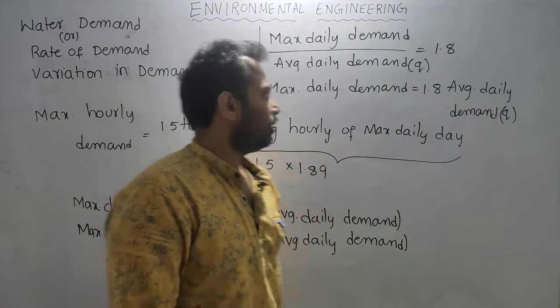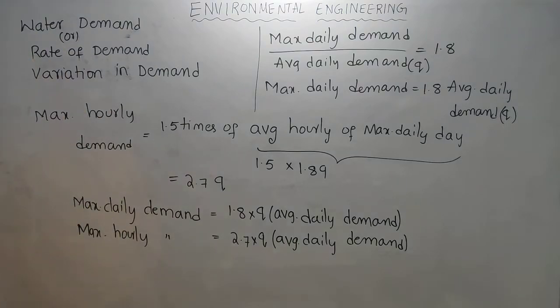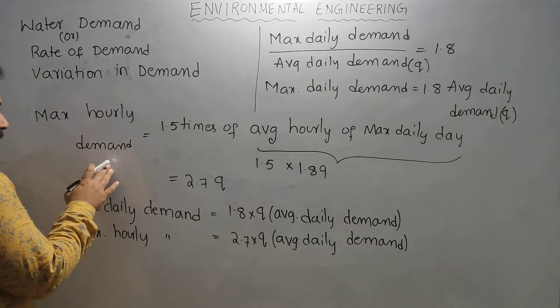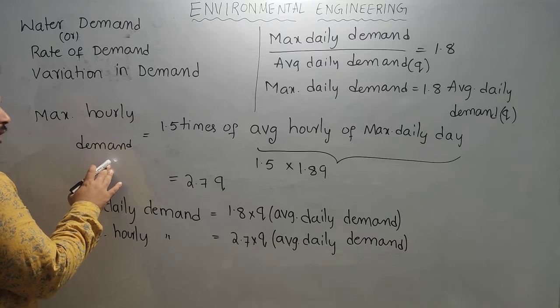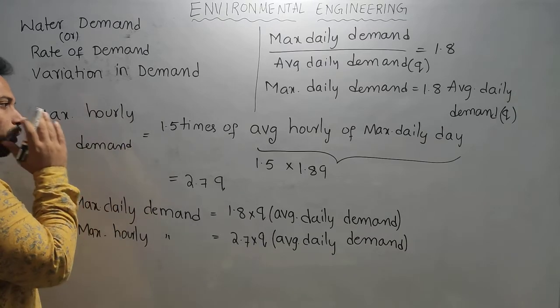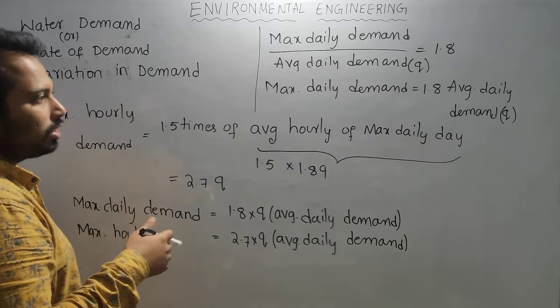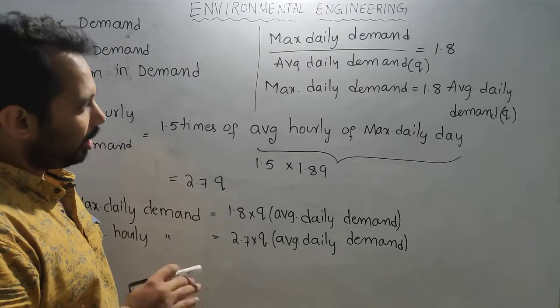In the previous lecture we have discussed the variations in demand. In order to meet those variations, we are applying some factor of safety that we have learnt in the previous session. See here, one more point I want to add: if you are calculating, maximum hourly demand is defined as 1.5 times the average hourly of the maximum daily day.